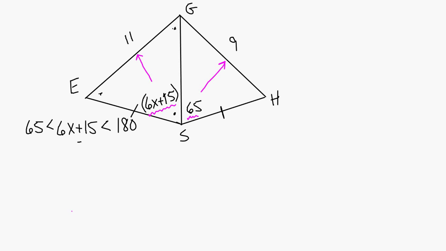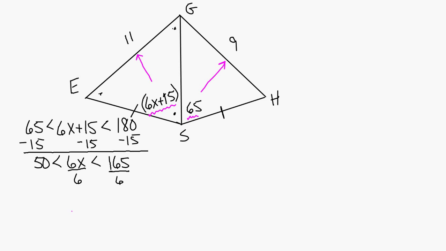Now, to solve this inequality, you subtract 15 from everything. And 50 is less than 6x, which is less than 165. And then divide everything by 6. So 50 divided by 6, 8.3 repeating, is less than x, which is less than 165 divided by 6, 27.5. Okay? Does everybody see how to set the top and the bottom ranges?